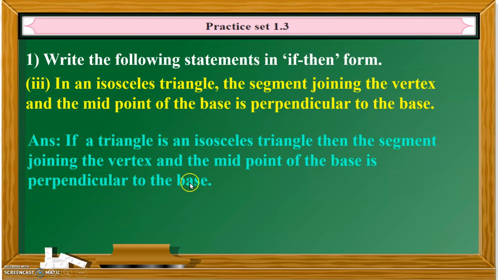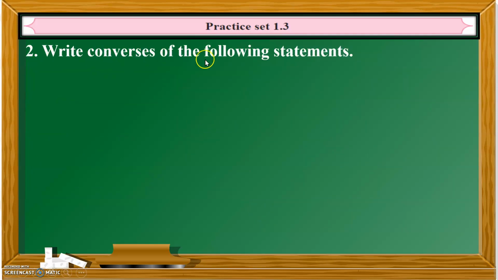Okay students, let's go to the second part of the question, practice set 1.3, in which you have to write the converses. Now to write the converse, we are supposed to have the conditional statement. If the conditional statement is given directly, we need not write it. But if it is not, then we are expected to write the conditional statement first. Then it becomes easier to write the converse. So let's take the first example.